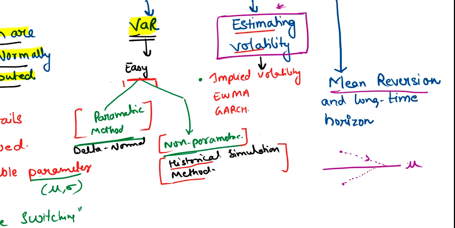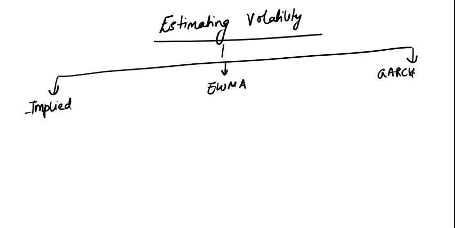Now in order to identify the volatility, we actually have three different models. One is the implied volatility, EWMA and the GARCH model. So I'll continue further with the detailed explanation of each of the three topics. Okay, so let us start with the first one, that is our implied volatility.